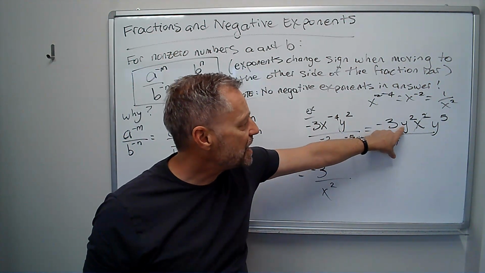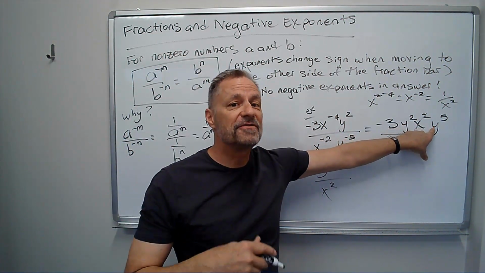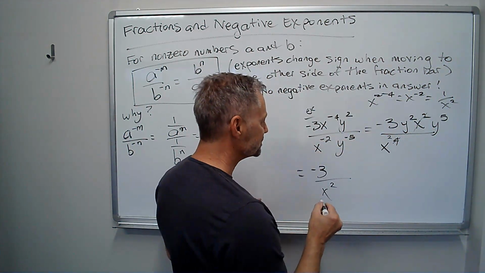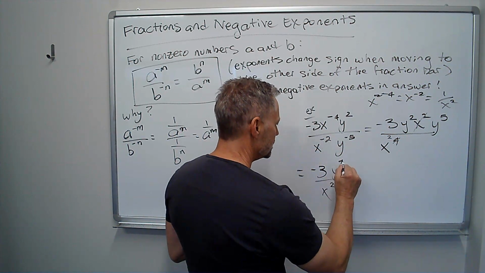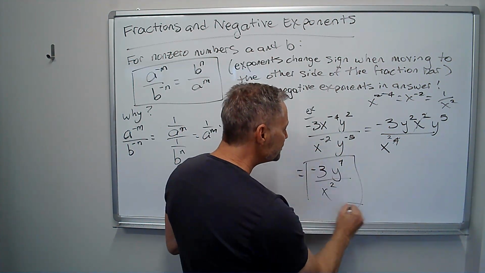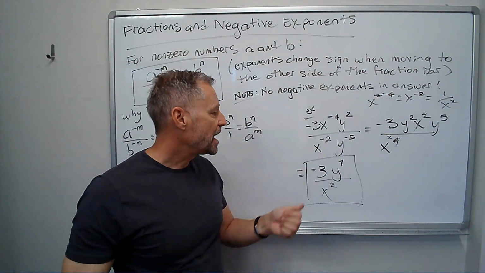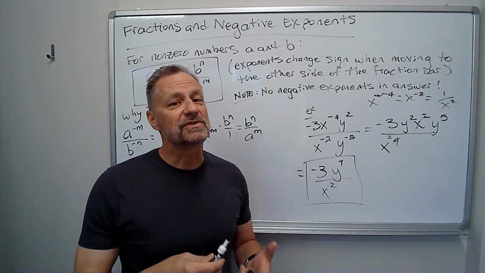Up on the top, I have y to the 2nd and y to the 5th. Remember, we add those exponents. Y to the 2 plus 5, or just y to the 7th. That's my answer. I got rid of negative exponents. Might have a negative answer. Those are always allowed. I just can't have negative exponents in my answer.